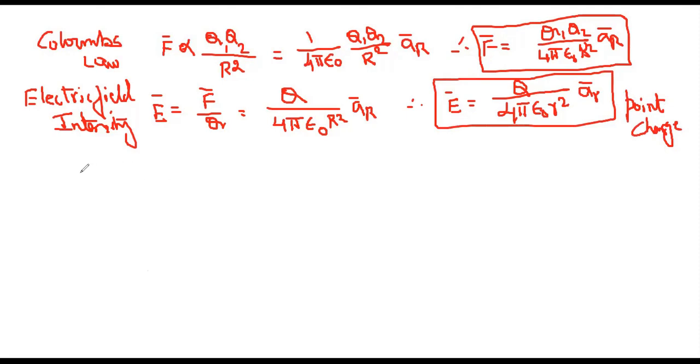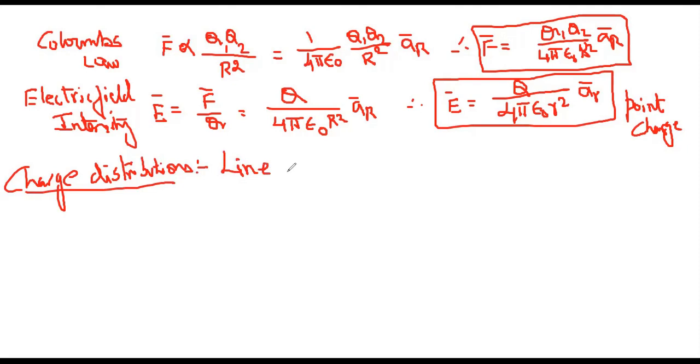Now, the charge distributions. First one is line charge. Line charge is the change of charge dq by dl, which is equal to rho l. So dq is equal to rho l into dl.